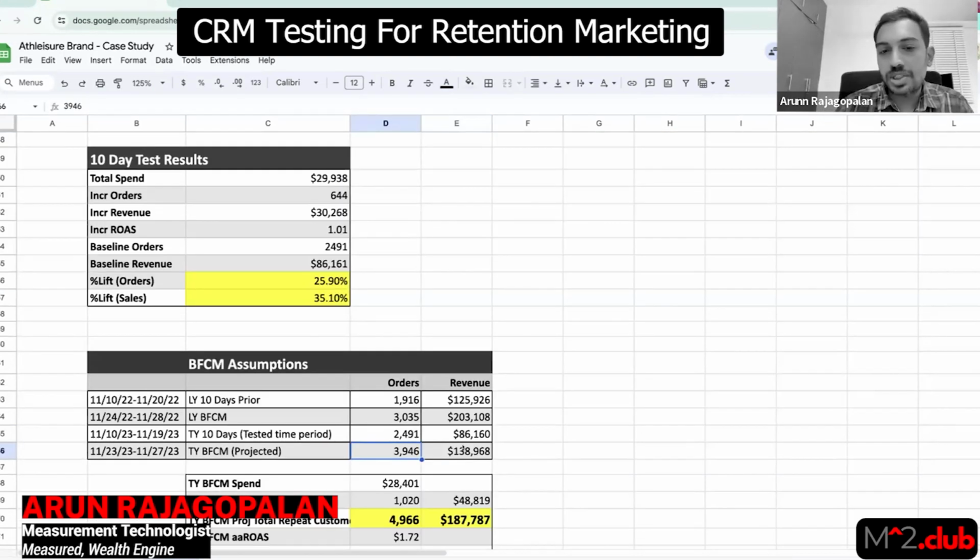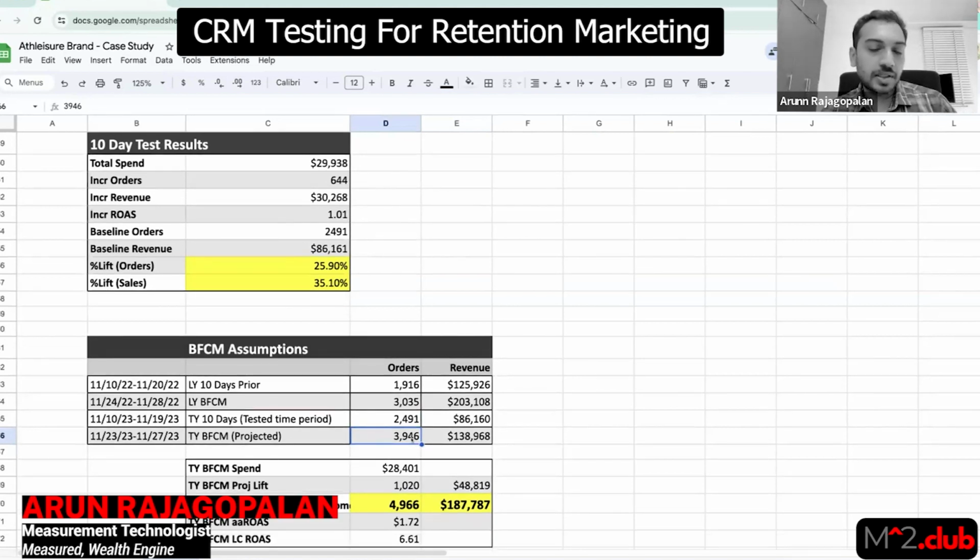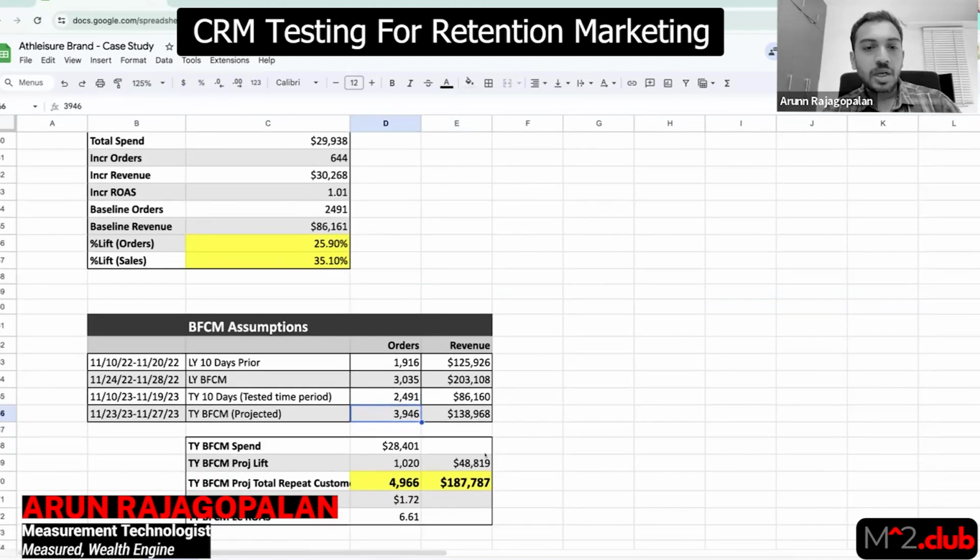So if you did not change your strategy, if you are just doing whatever you are doing, then we are saying that you will get this many orders. Now, if we apply this 25% lift, right, so you get additional 1,000 conversions, and we estimate that your total number of conversions would be 4,900, but the revenue is still slightly lower, right? It has gone up from 138K to 187K, but last year BFCM, they did a revenue of 203K, right? So this is the assumption and this is the strategy that we came up with.